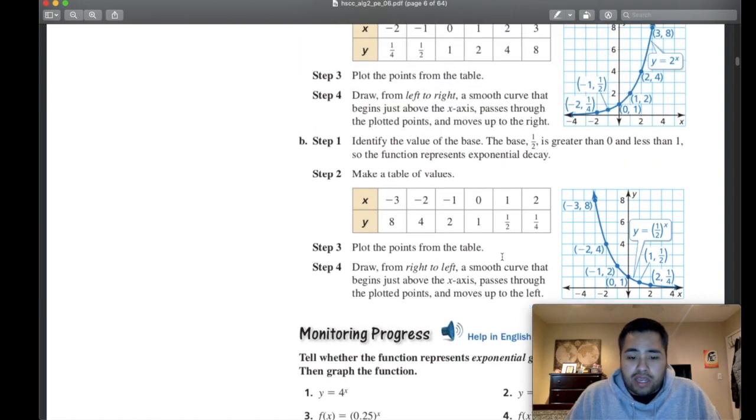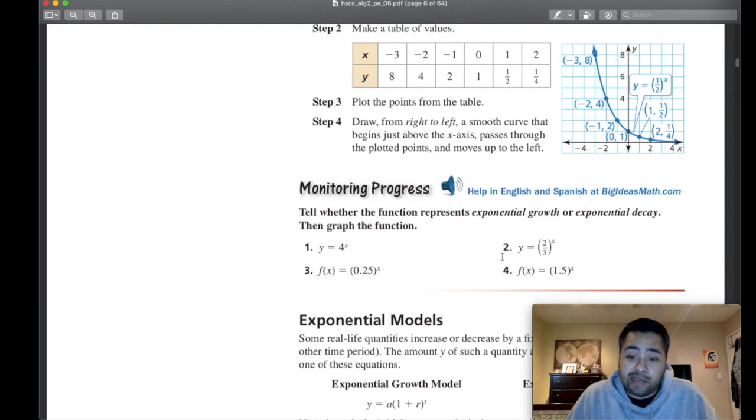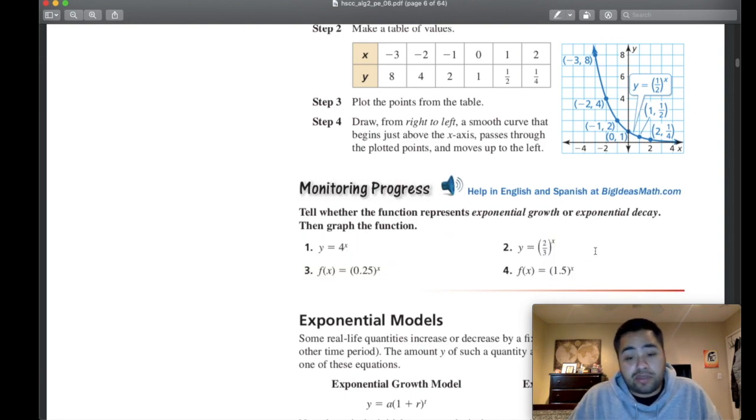So you're going to be showing me that you learned what exponential growth and exponential decay functions are by doing these examples on Schoology. I have posted all of these and your assignments on Schoology, so go ahead and get started. Good luck.